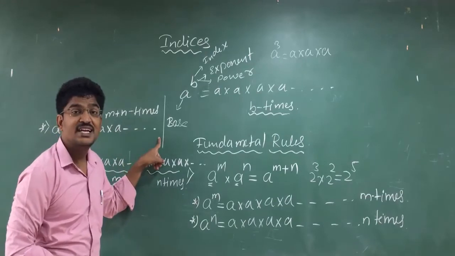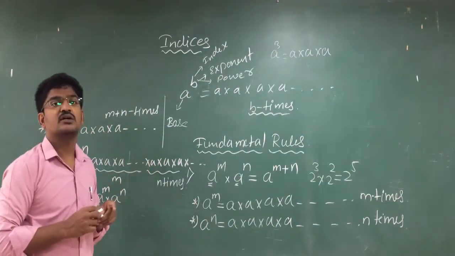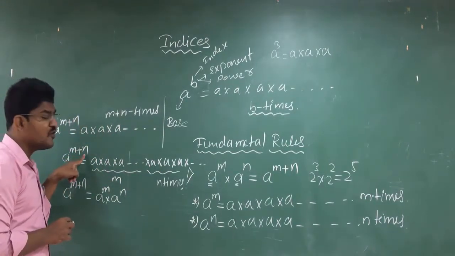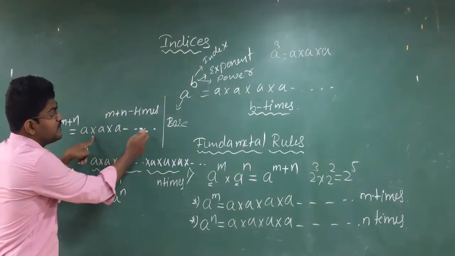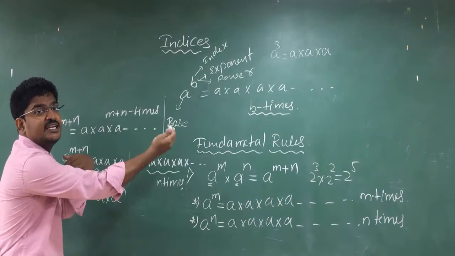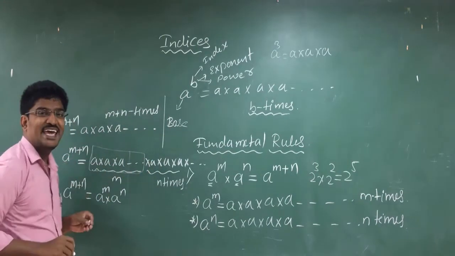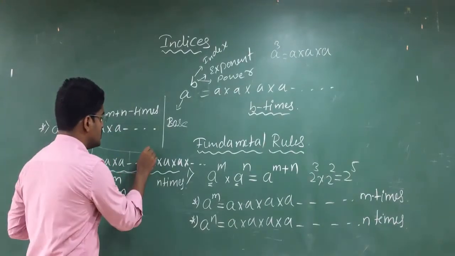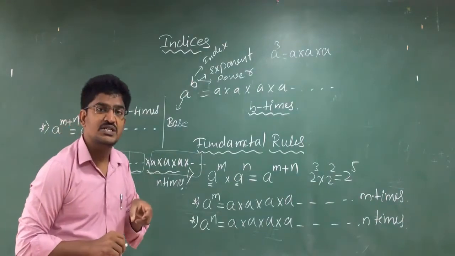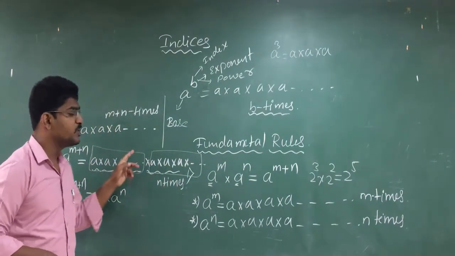M plus n times. This a is multiplied for how many times? M plus n times. Clear? Okay. Now this a to the power of m plus n, a is multiplied for m plus n times. What I will do, I will separate m and n terms. This is m number of a elements multiplied with this n number of a elements. Clear? That means here a is multiplied for n times, here a is multiplied for m times.